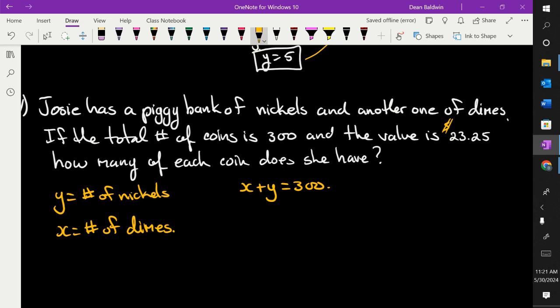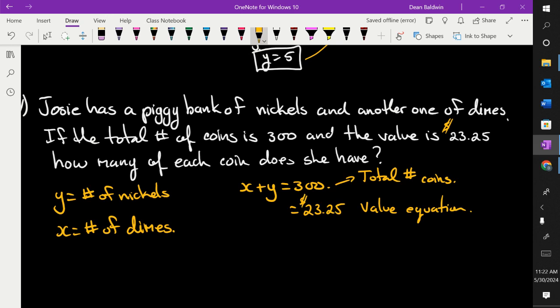All right, the total value is $23.25. So this is when you have a money problem, which you will have, you have to write a value equation. I call this a total coin or dollar bill equation. This is the total number. But we need a value equation. What's the total value? 23.25. So the value equation has to equal the total value.